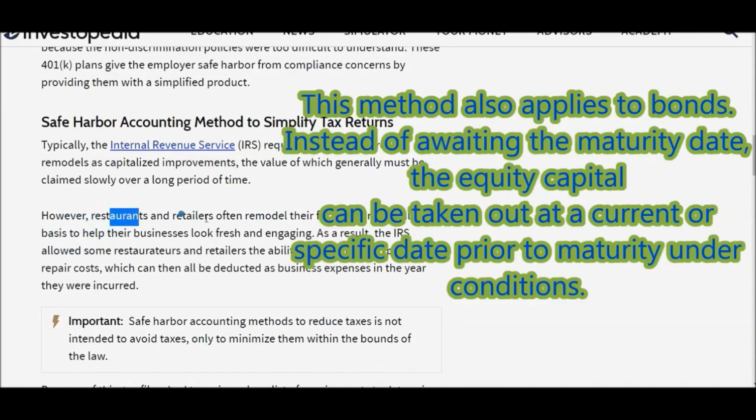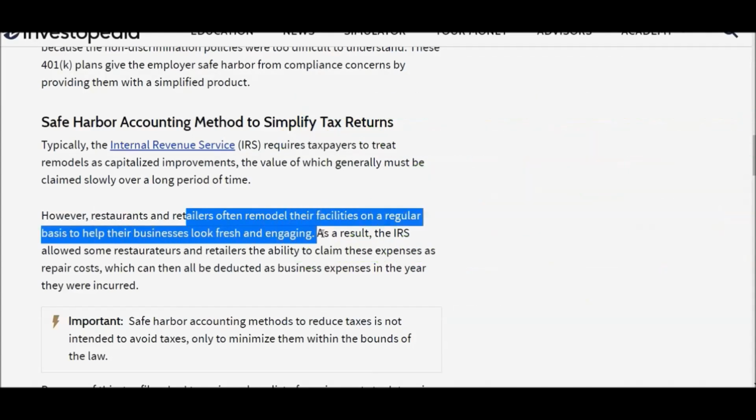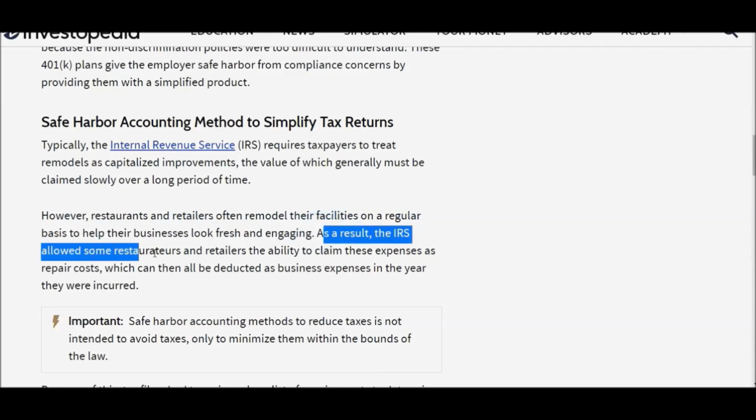However, restaurants or retailers often remodel their facilities on a regular basis to help their businesses look fresh and engaging. As a result, the IRS allowed some restaurateurs and retailers the ability to claim these expenses, meaning it's a loss. It's a business expense. So you ledger the books and balance, say within a given year within your business, whatever it is you do. But keep in mind the four best types.